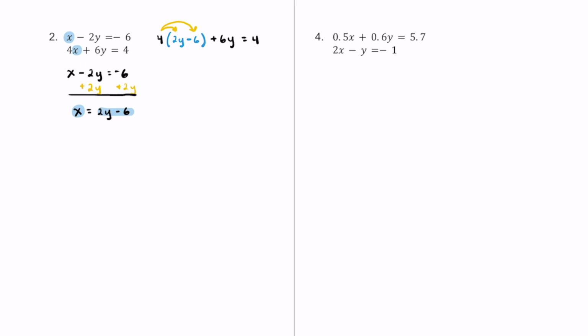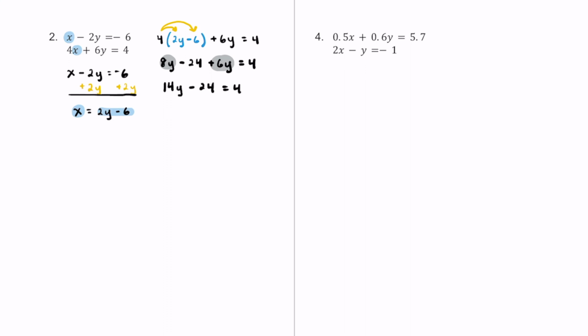So let's distribute this 4 to both of these terms. 4 times 2y, that's going to be 8y. Then 4 multiplied by negative 6, that's going to be negative 24. Then we have a plus of 6y, and that's going to be equal to 4. Now if we go ahead and combine some like terms on the left side of the equation, we have 8y plus a 6y. 8 plus 6, we add their coefficients, that's 14y. So we have 14y minus 24, and that's equal to 4.